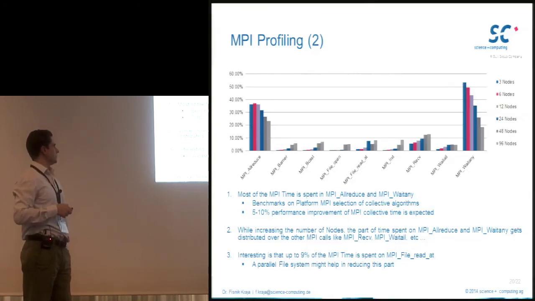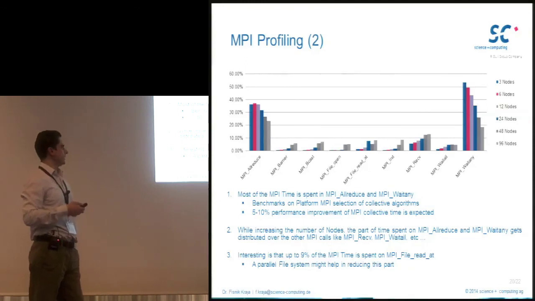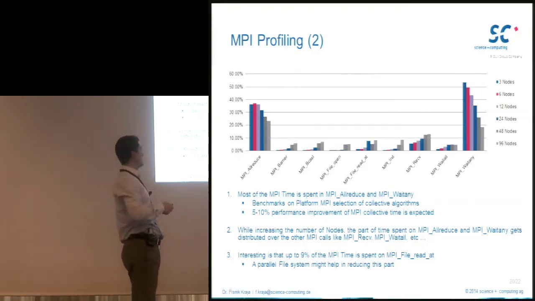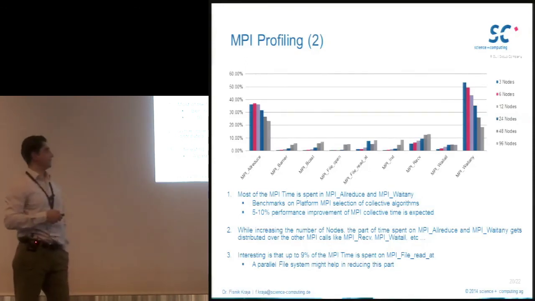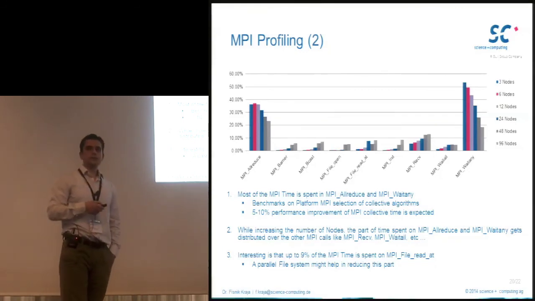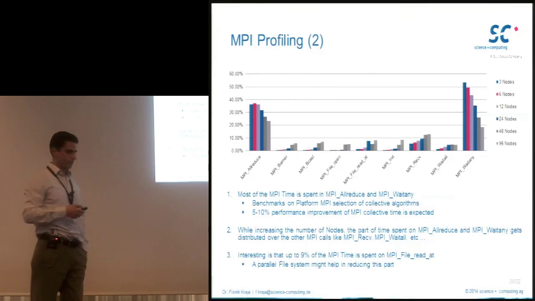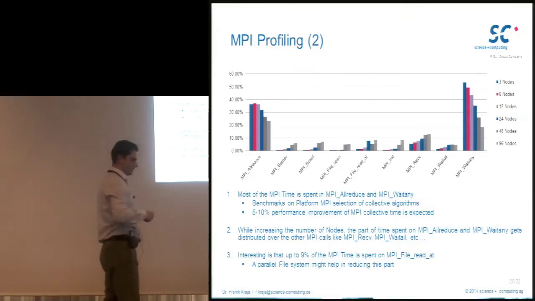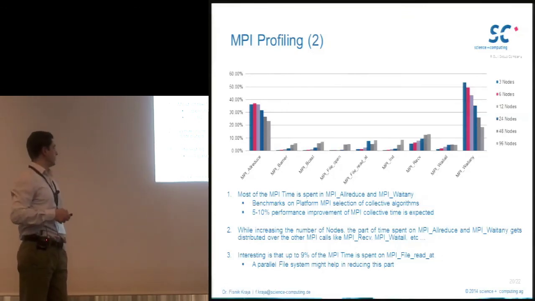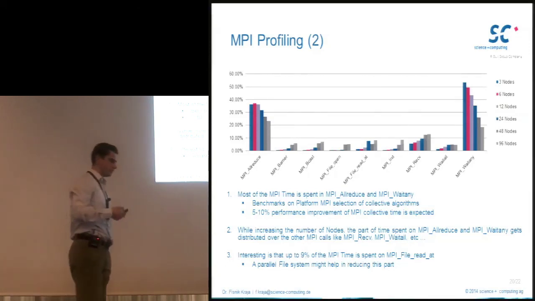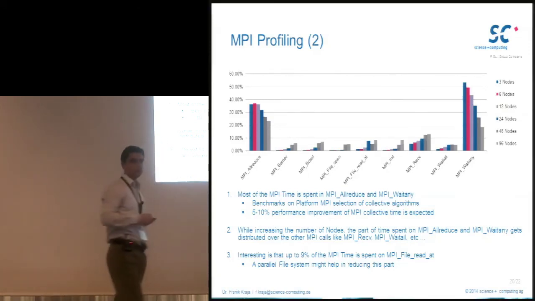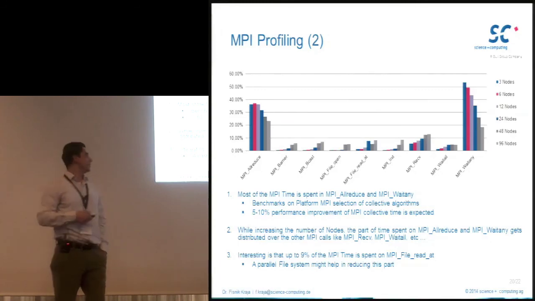We can say that we really did not do any MPI tuning. That means we did not go into MPI all reduce tuning of the algorithms that you can select. We would probably get 5 to 10% of the all reduce time. We also saw 9% of time spent on MPI file read, so probably a parallel file system might help in reducing this part, because at the moment we are not using a parallel file system.